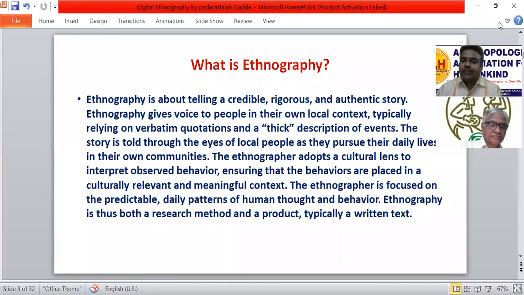Ethnography is about telling a credible, rigorous, and authentic story. Ethnography gives voice to people in their own local context, typically relying on verbatim quotations and a thick description of events. The story is told through the eyes of local people as they pursue their daily lives in their own communities. The ethnographer adopts a cultural lens to interpret observed behavior, ensuring that the behaviors are placed in a culturally relevant and meaningful context. The ethnographer is focused on the predictable daily patterns of human thought and behavior. Ethnography is thus both a research method and a product, typically written text.